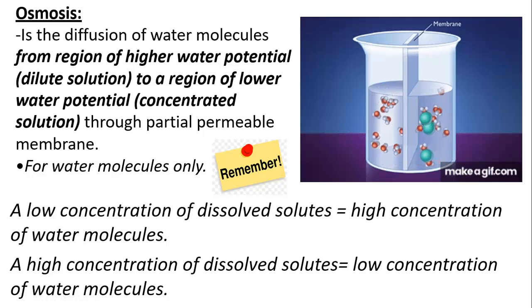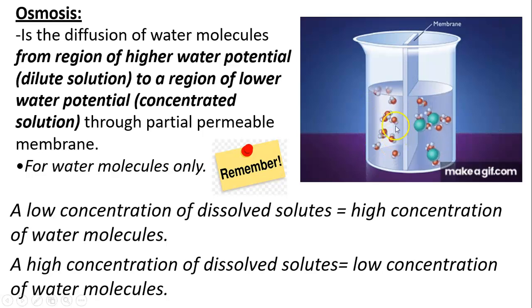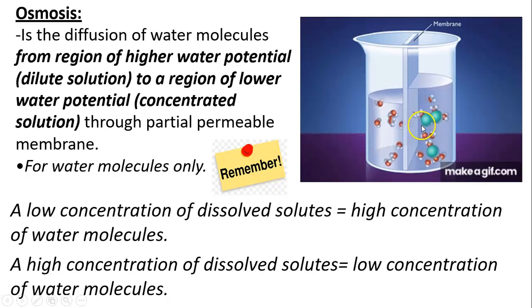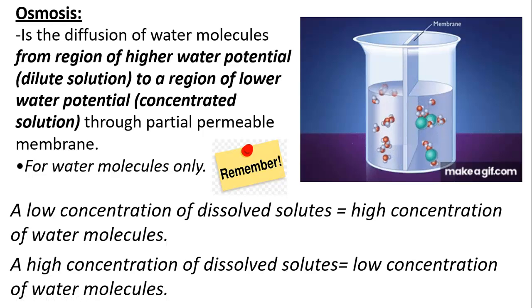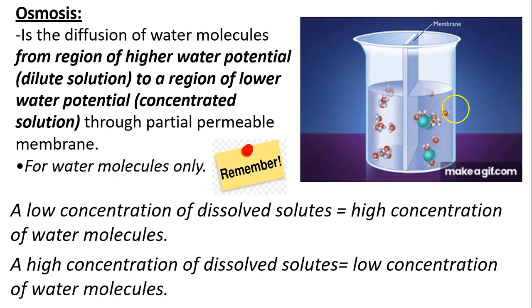A solution with high water potential means that this solution is a dilute solution, has less solute in it. Can you see here? The solute molecules are less than the solute molecules on the other side. It has nothing to do with the volume. It's always about the amount of solute inside. And the other side is said to be a concentrated solution, or a low water potential solution.